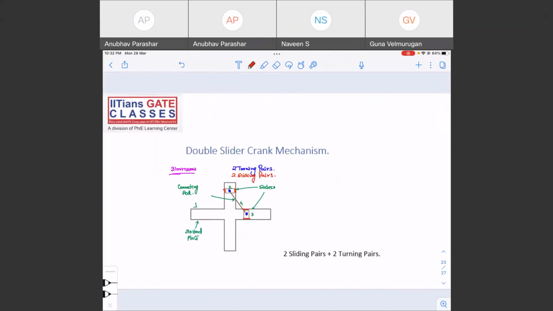Okay. So how many inversions are there? There are three inversions possible. So let us go through the inversions. This is very important. You just need to remember the inversions. What are the different inversions?